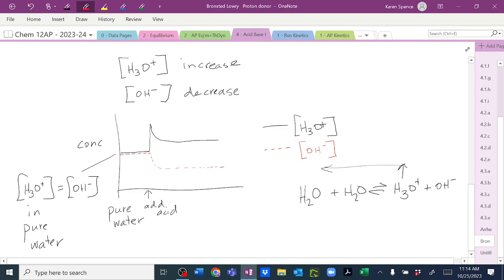So the final concentration of H3O plus is higher than initially, which you predicted. And the concentration of OH minus is lower than initially, which you also predicted. Yay! So anytime you increase hydronium, the hydroxide goes down. Anytime you increase hydroxide, what happens to the hydronium?